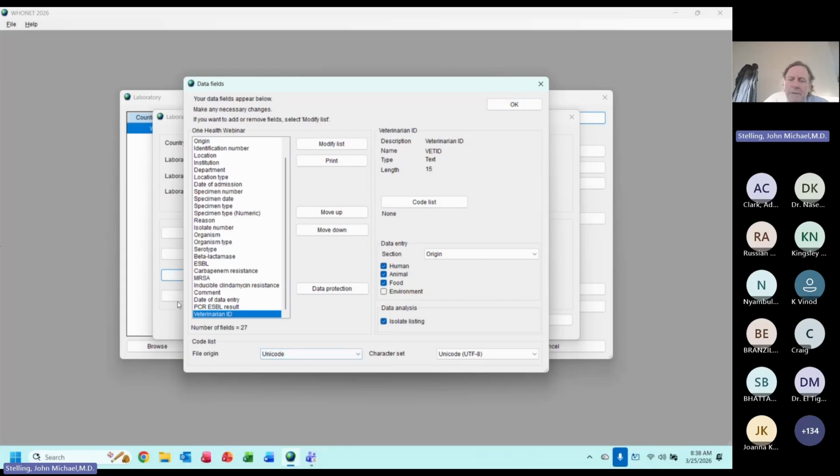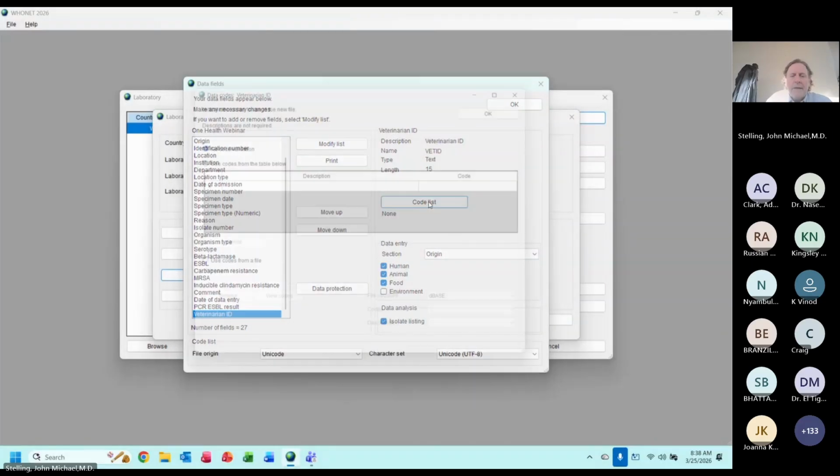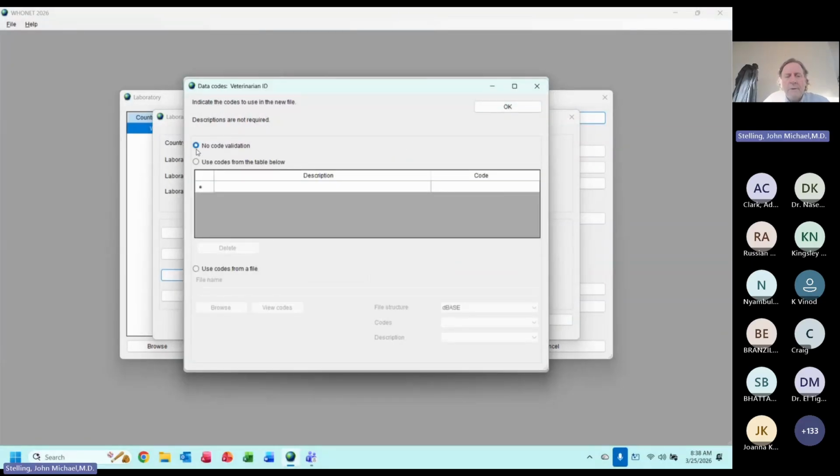I have the ability to go to code list, and I can make a list. No code validation, I'll just take any veterinarian's name that I give. Or I can type in the names of the veterinarians here, or the names of the districts, or the cities, or the provinces, or the PCR results, positive, negative. Or I can link to an external file, and then you could keep the file in Excel or Access or something else.